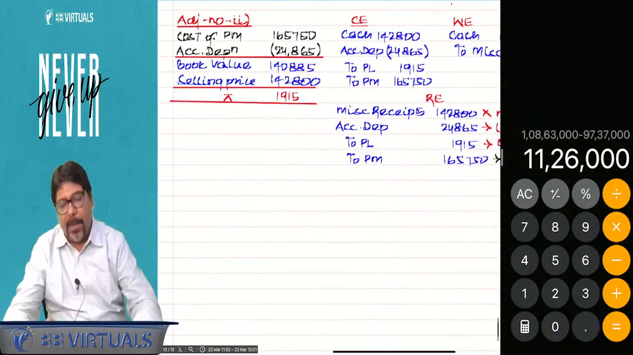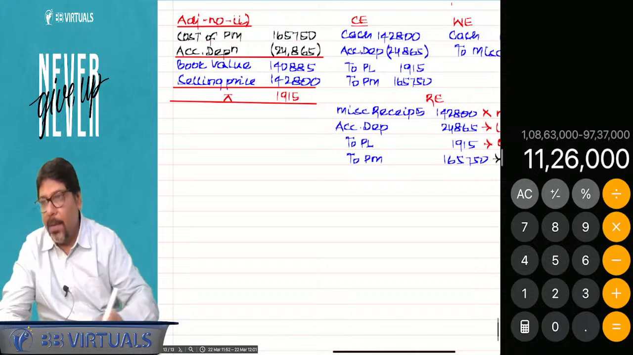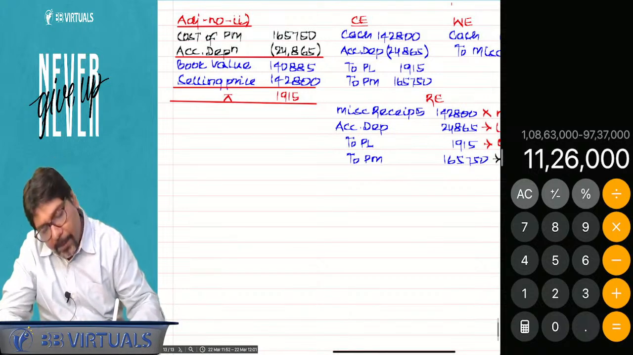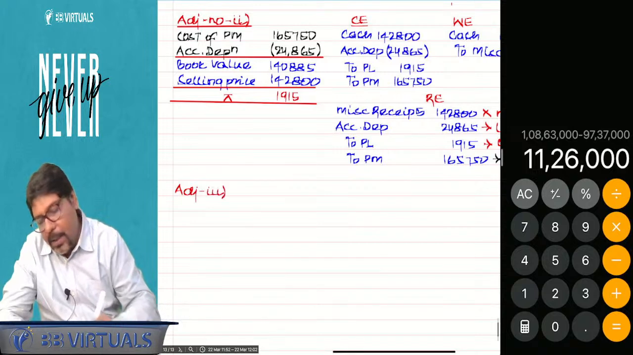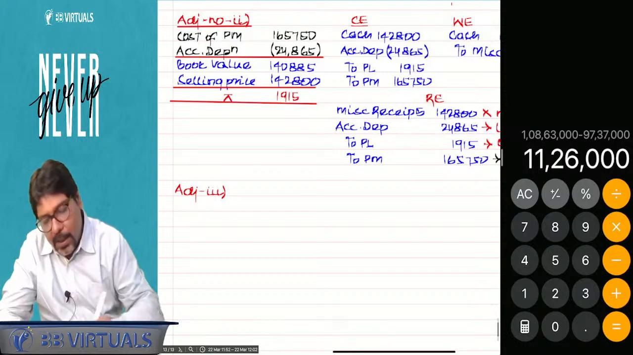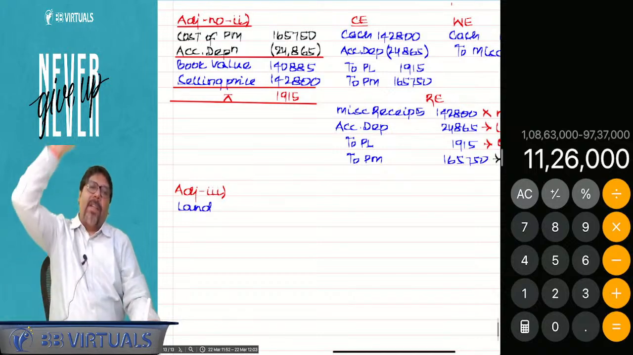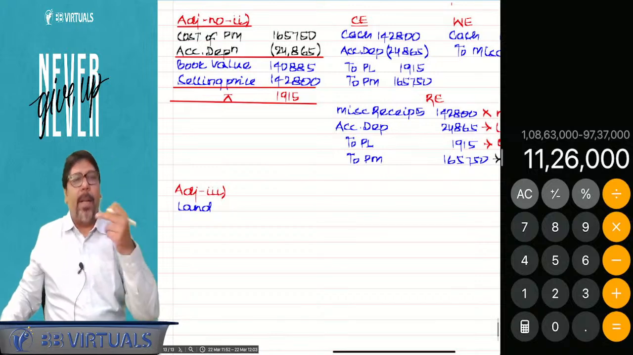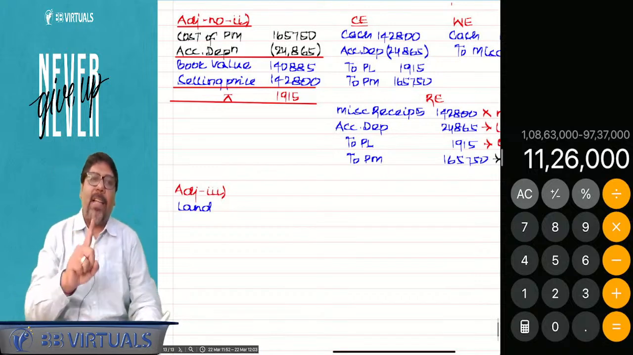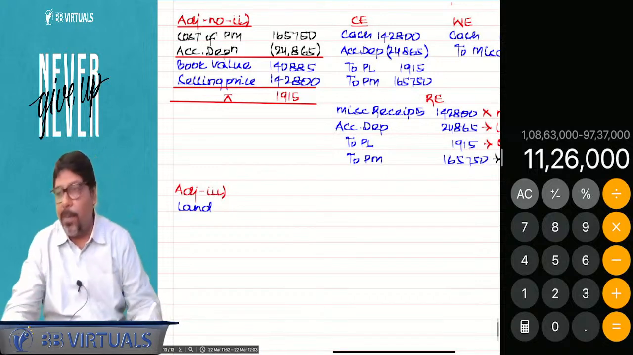What entry we will pass? Adjustment number 3. We pass the entry. If land gets upward revalued, that means land is increasing, yes or no? Yes. If land is increasing, you will debit or credit? Debit. Why? Because land is an asset. Asset increase, debit. How much you will debit?